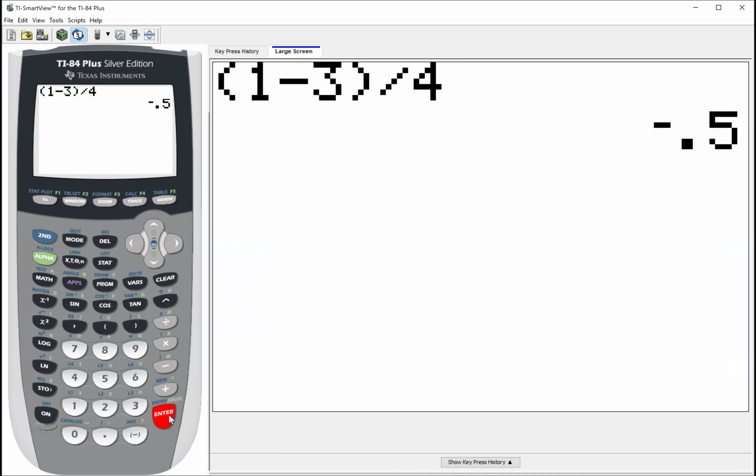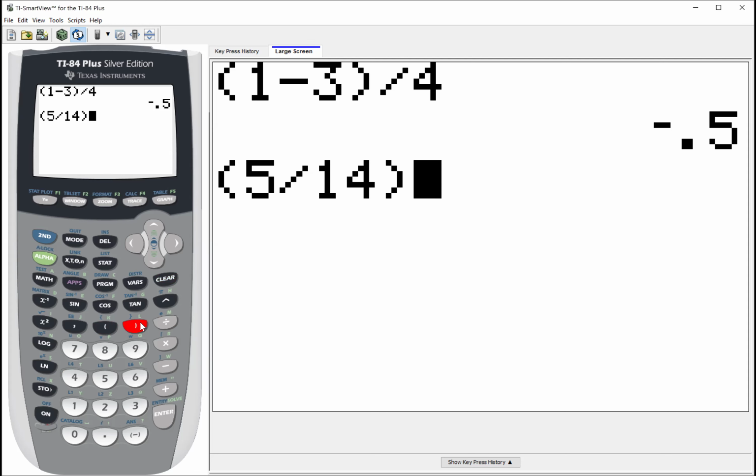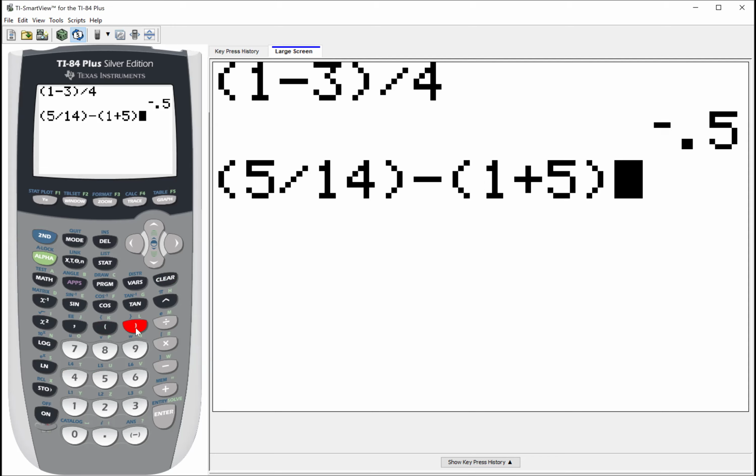So now let's look at the right-hand side. So we have 5 divided by 14 minus, now the numerator is x plus 5, but remember, we're plugging in 1 for x. So 1 plus 5, keep that in parentheses. And then divided by 7. And we end up with negative 0.5. So that checks out. So x equals 1 is our solution.